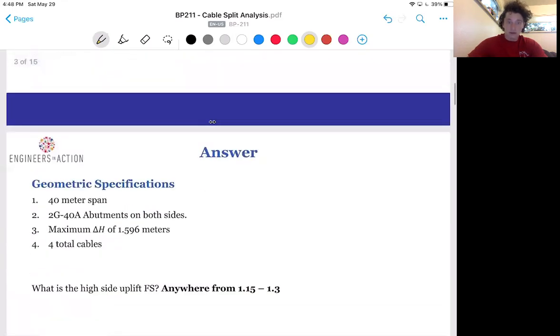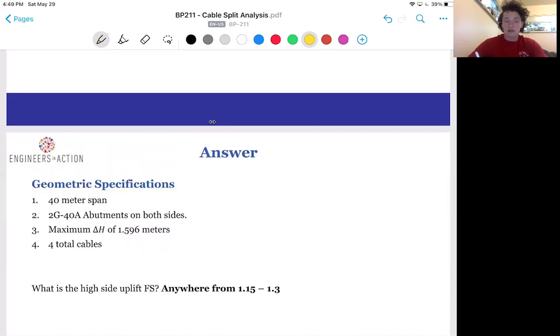Depending on your fill and ramp wall calculation method, your answer should have been somewhere between 1.15 and 1.3. At this point, you should be asking yourself, I thought this was a standard drawing. Shouldn't this work 100% of the time? Well, don't worry, it does.